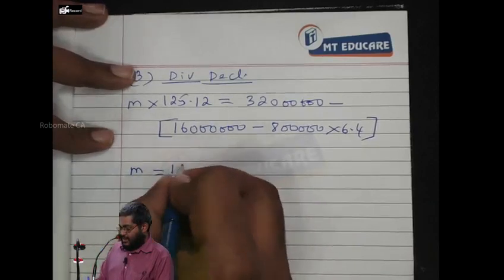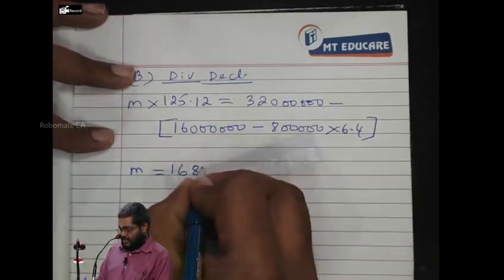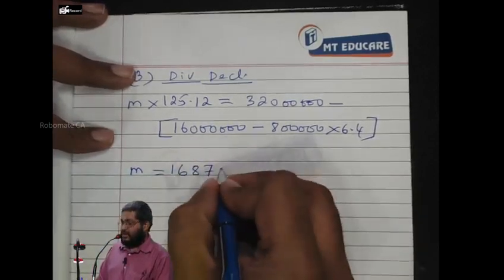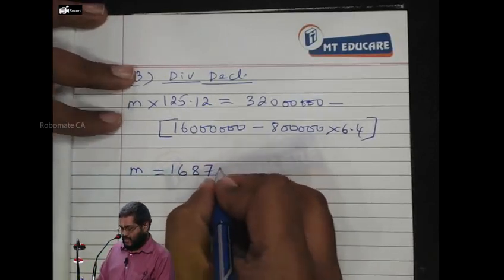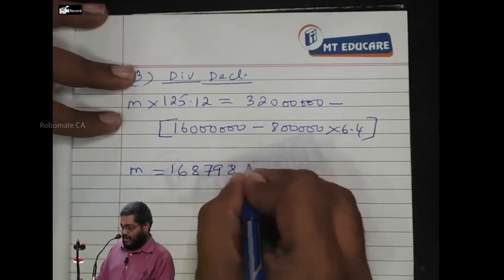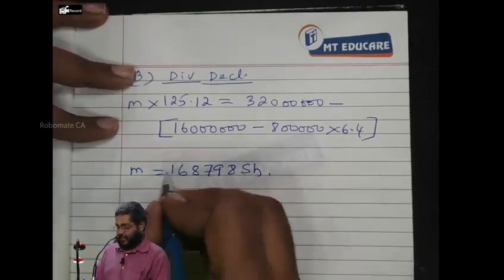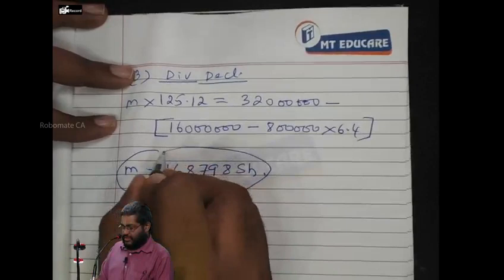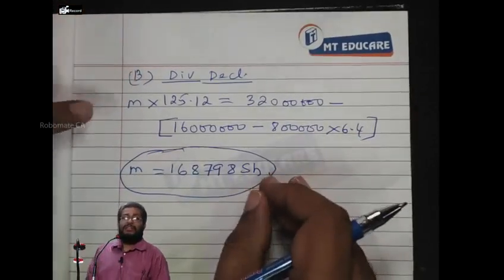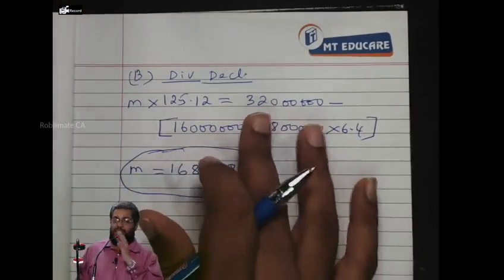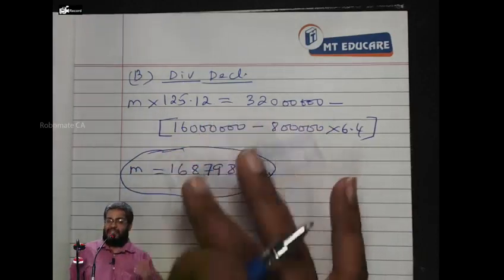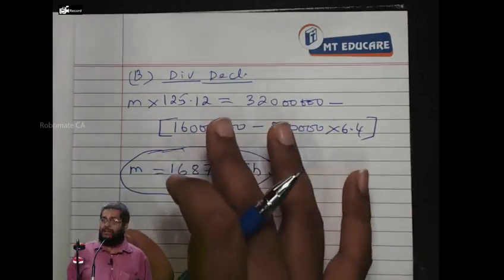1 lakh 68,798 shares. 168,798 shares. This is the solution for that particular sum. It was an 8 marks problem in the examination. Tell me, easy or difficult?